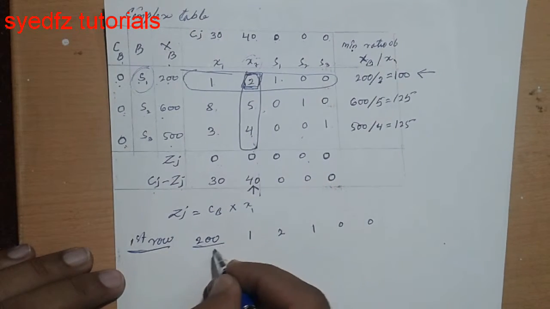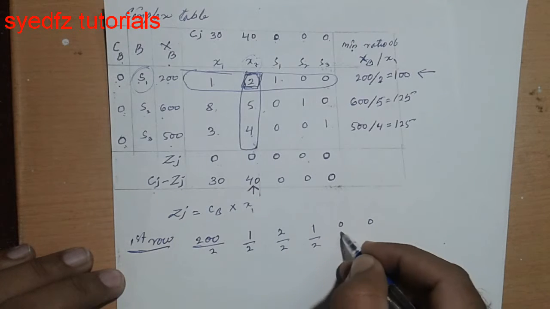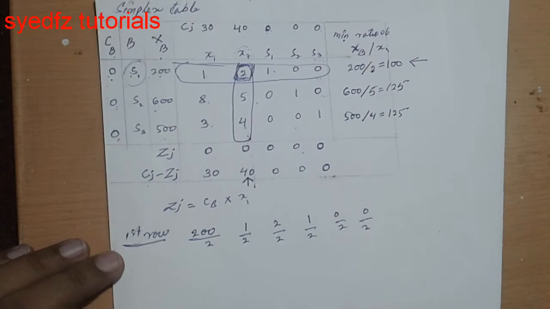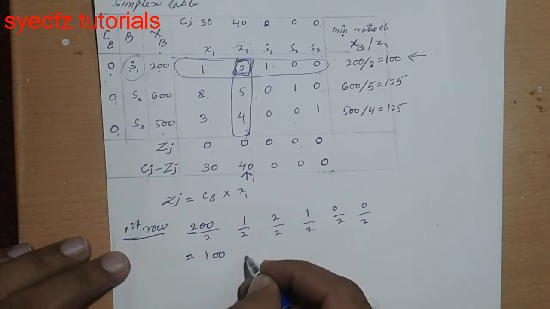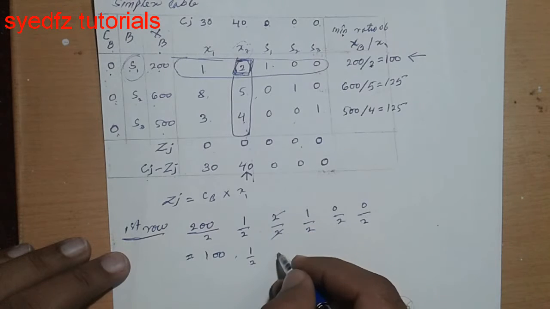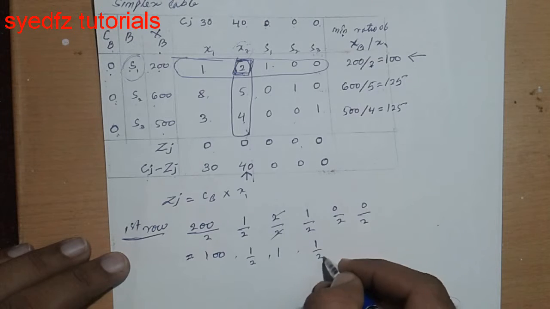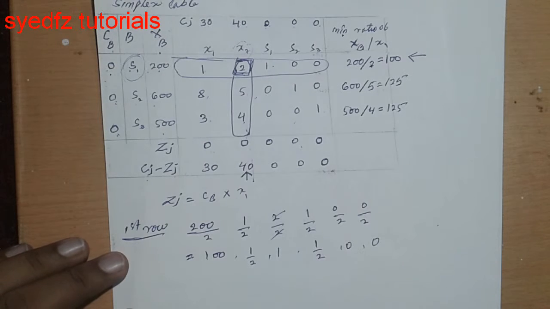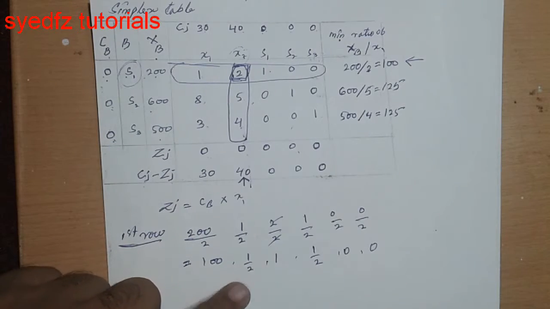The first row should be divided by 2, the key element. Okay, 200 divided by 2 means 100, comma, this one should be 1 by 2, 2 1s are 2, 1s means 1, and this one should be 1 by 2, 0 divided by 2 is 0, and this one is 0. This is the row which eliminates, so we have created a new row.